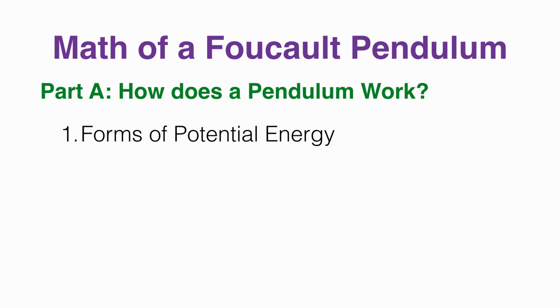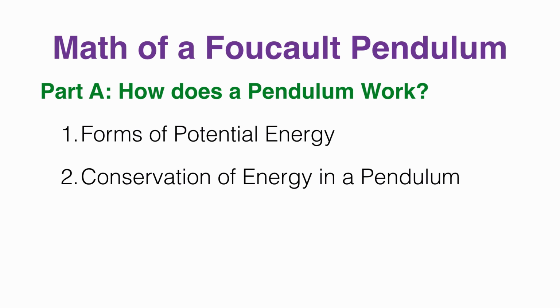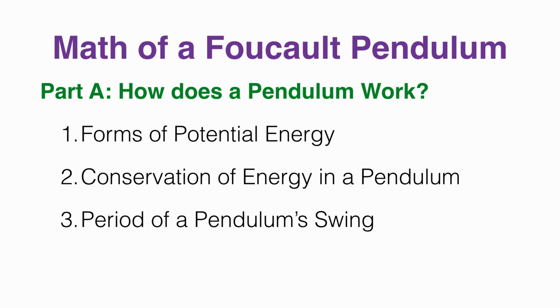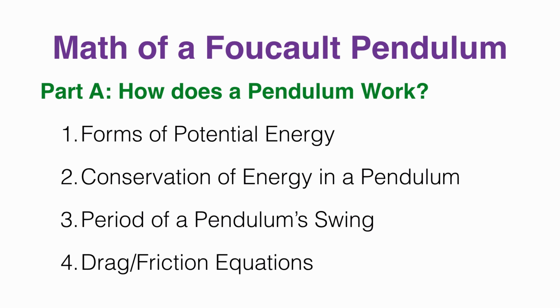We're first going to talk about potential energy, the different forms of potential energy, and the conservation of energy in a pendulum, which is basically how the pendulum works. And then we're going to figure out the pendulum swing, the period of the pendulum swing, and then do a little analysis with drag and friction, which are going to slow our pendulum down.